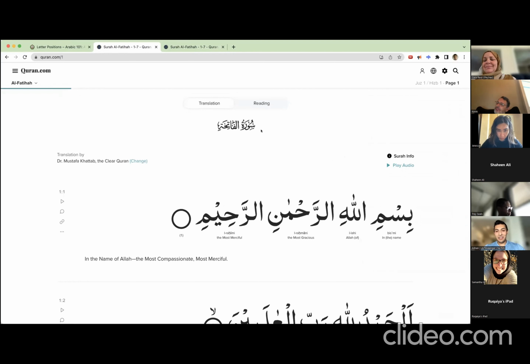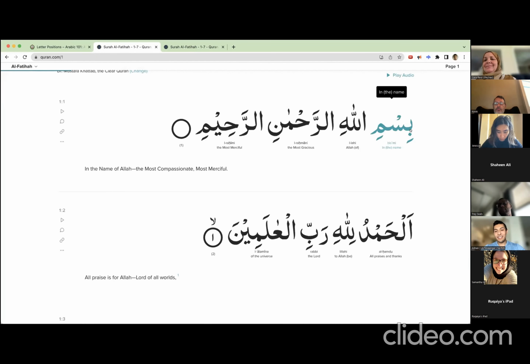Wonderful. So we'll begin with Surah Fatiha. As you know, the Quran often starts with Bismillahir Rahmanir Rahim. So our first step is to read it, and then we'll talk about the meaning. So this is the first word. If you press it, Bismi. Now let's read it.